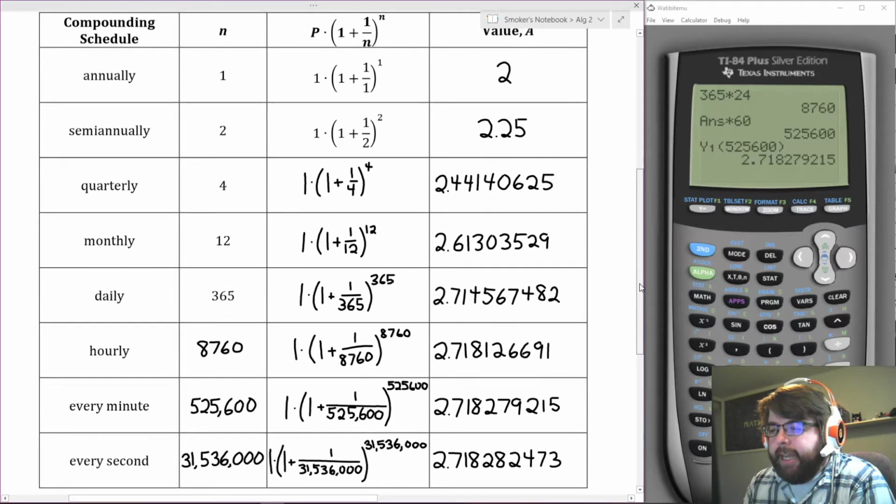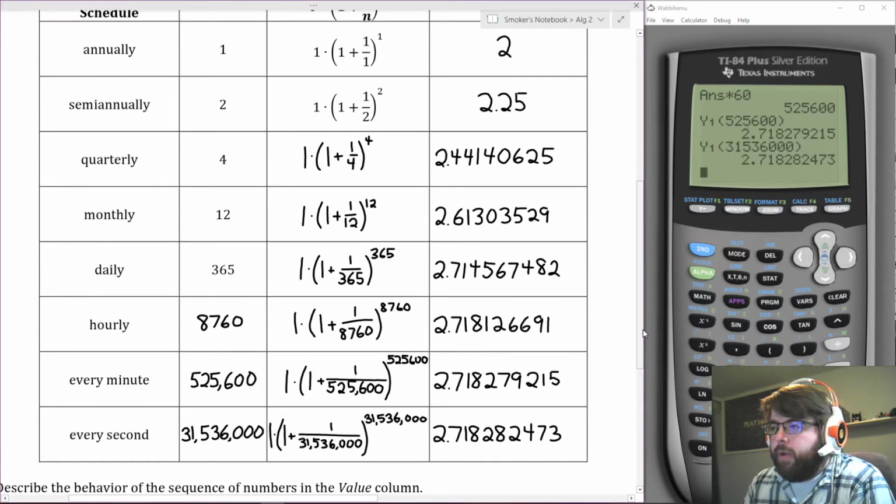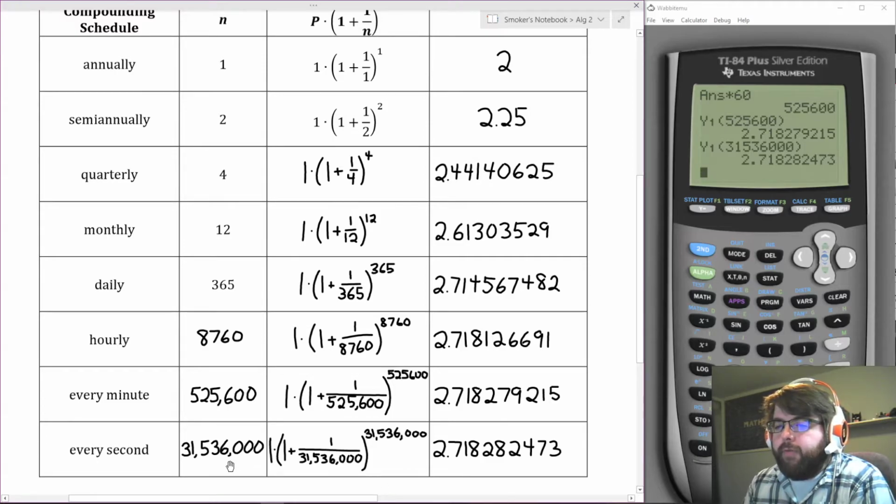What about every second? Again, it's not changing much. Every second, if it compounded interest every second. So this is how many seconds are in a year: 31,536,000. And again, 2.718. Okay, so it seems to be leveling off at 2.718. And that's because if we could even go further, right? You could even do half a second, 1/10 of a second.